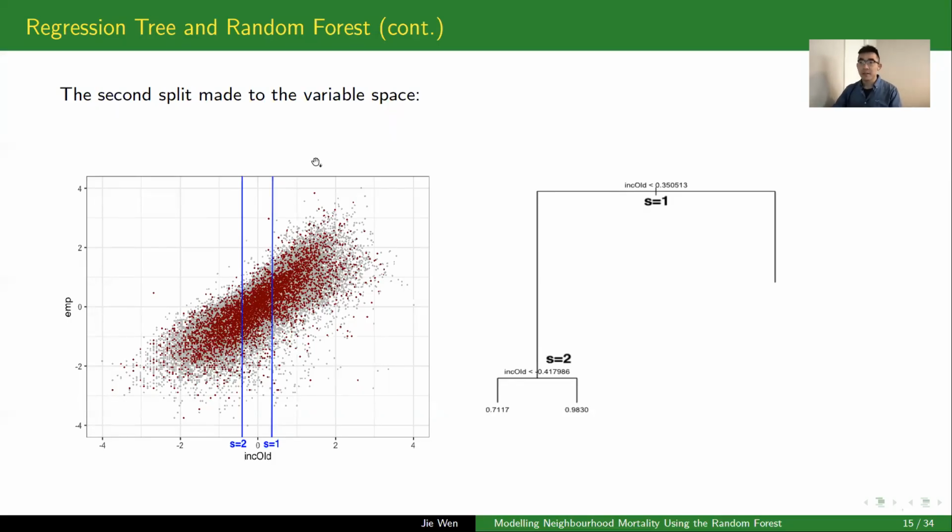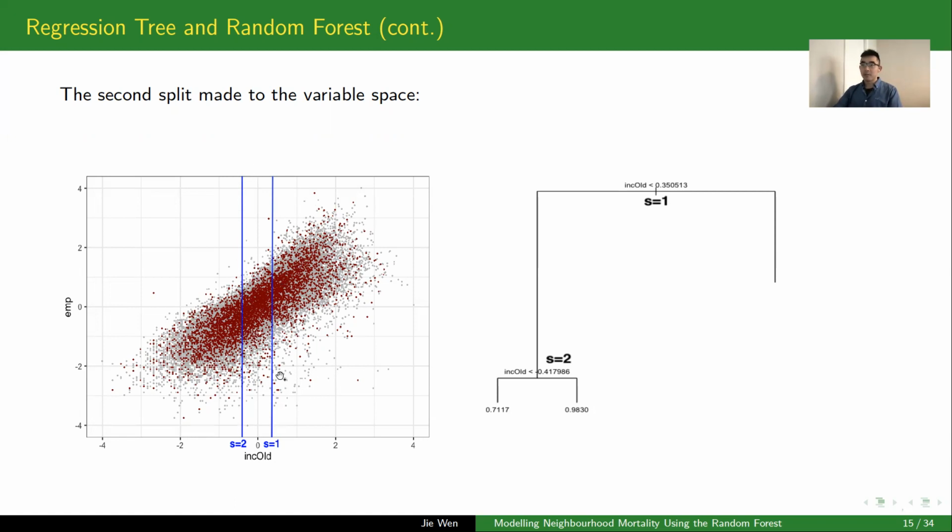Okay, so after the first split, it's definitely not accurate enough because this model is still quite underfit, so we look at the next split to make. Then after s equal to 1, the algorithm now thinks, okay, I'm going to keep making splits using encode because encode is a more important predictive variable. Then it makes s equal to 2, another boundary here. So this is the second split made by the algorithm.